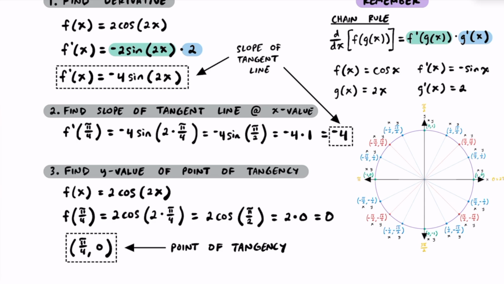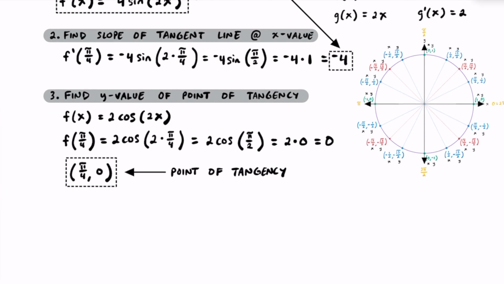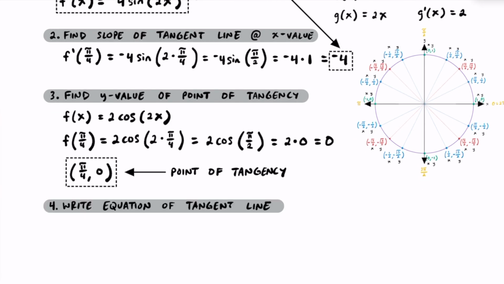All right, so now I think we have everything that we need. Let's go ahead and see if we can put everything together and write the equation of the tangent line. We have a point. That point is going to be this pi over 4 comma 0. That's going to be the point of tangency. And using the derivative earlier, we found the slope of that tangent line. We said it was going to be negative 4.